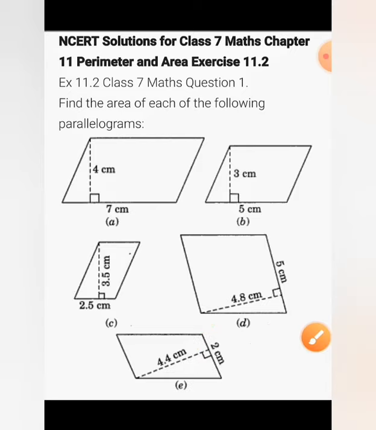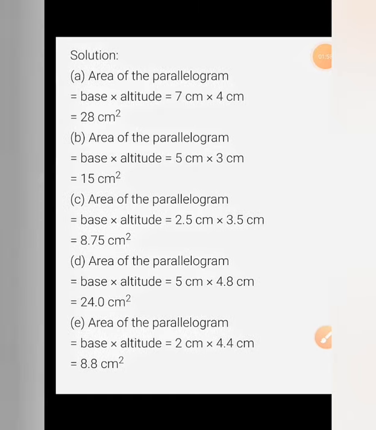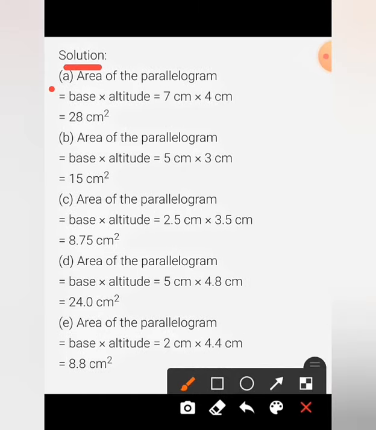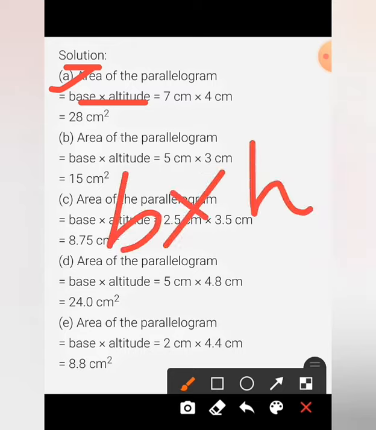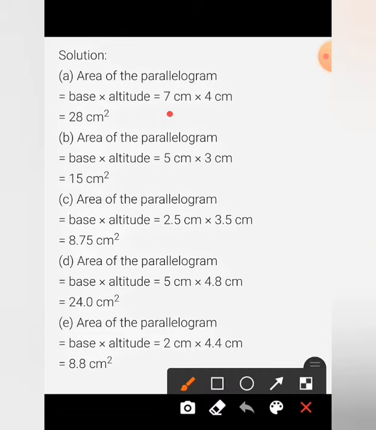Now one by one we will see the solution part of this. As we saw in the first figure, base and height was given to us. Now we will discuss the solution part. Okay, so area of parallelogram for figure A, the formula is base into height or base into altitude. Height is also called altitude. So you can write base into height, or base into altitude. Both are same. Base was given 7 centimeter. So 7 centimeter into 4 centimeter. We have to multiply. So 7 fours will be 28 and centimeter 2 times. So centimeter square. So this is our answer of first one.